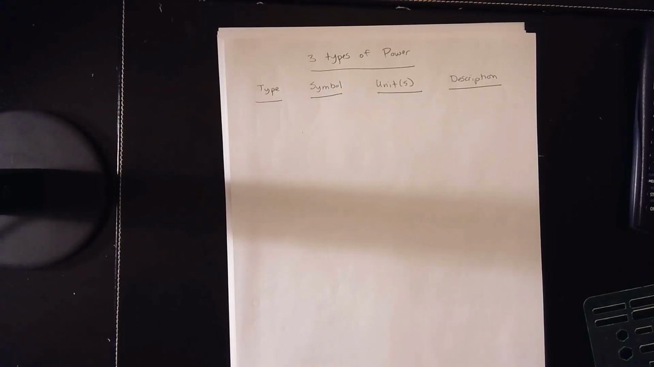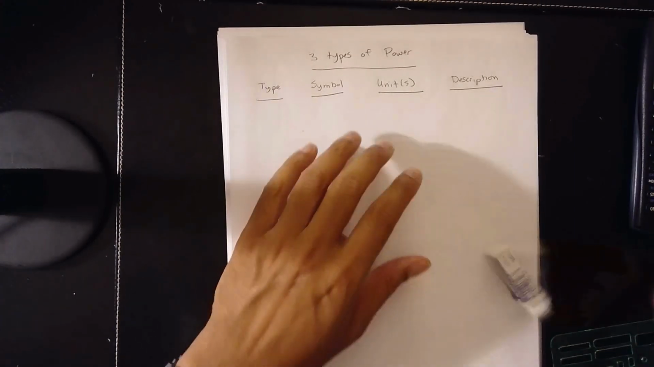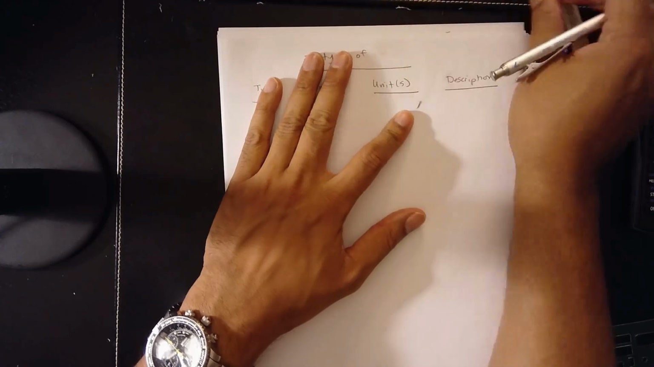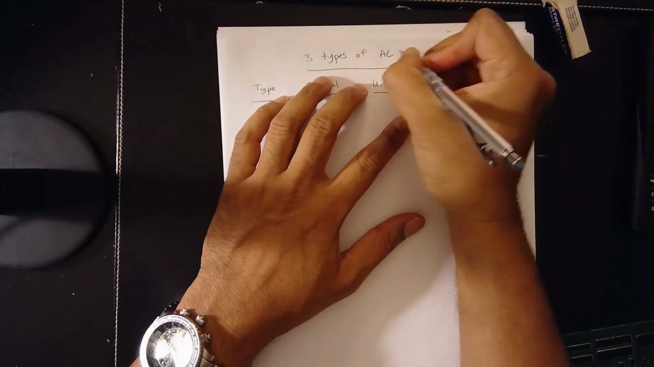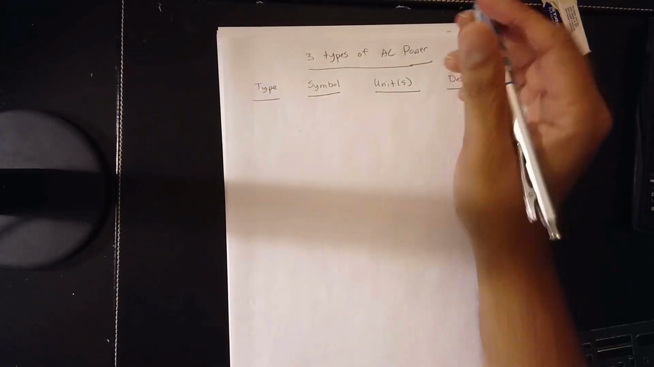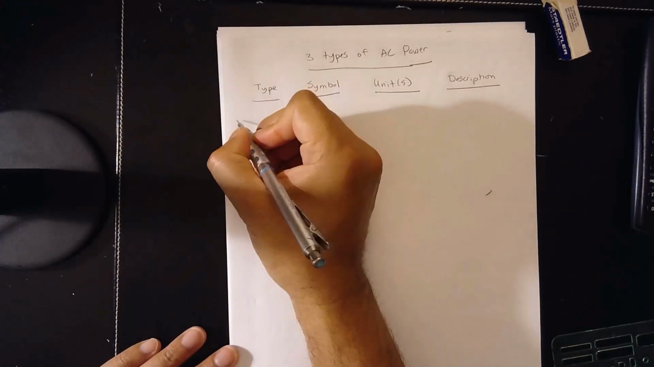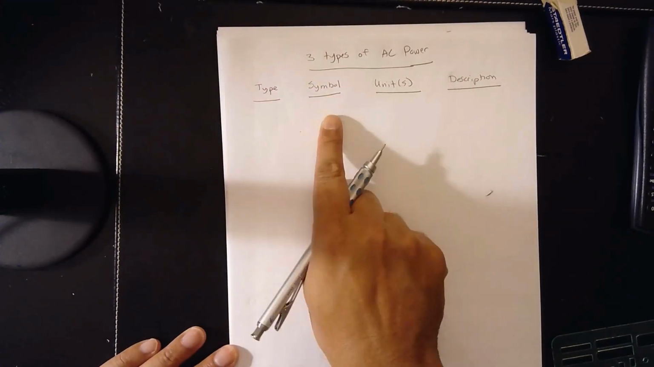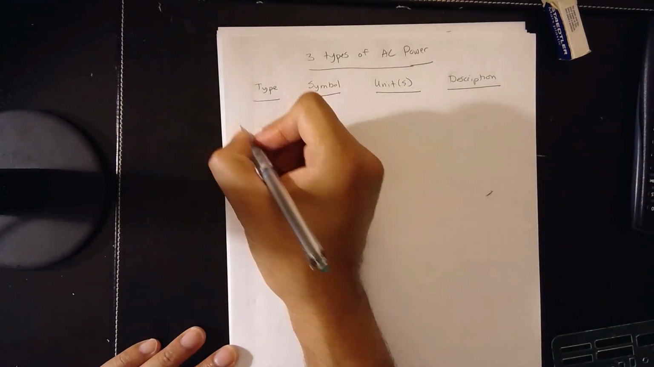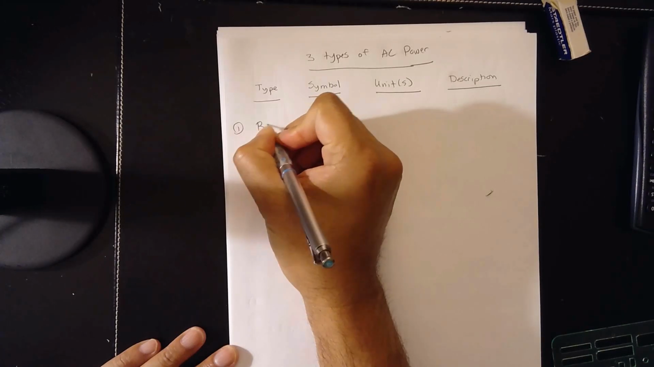So let's talk about your three types of AC power. Okay, what are the three types? So we're going to go over the symbols here. The first type is, you've got a type, symbol, unit or units, and description. So the first type is real power, right?